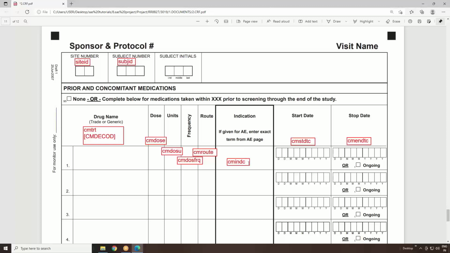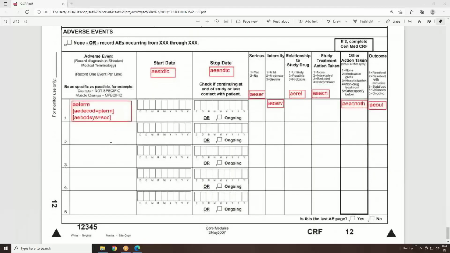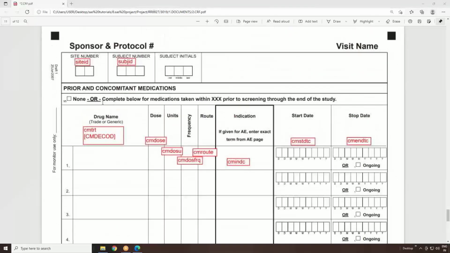Then what is the indication of that particular drug, what is the start date and what is the stop date, when you stop that concomitant medication. You will not continue taking Gelusil every day, right? After that side effect is gone, automatically you will stop it. When you started taking that Gelusil, when you stopped it. Like that, there will be plenty of records for your concomitant medication in your CM data set.